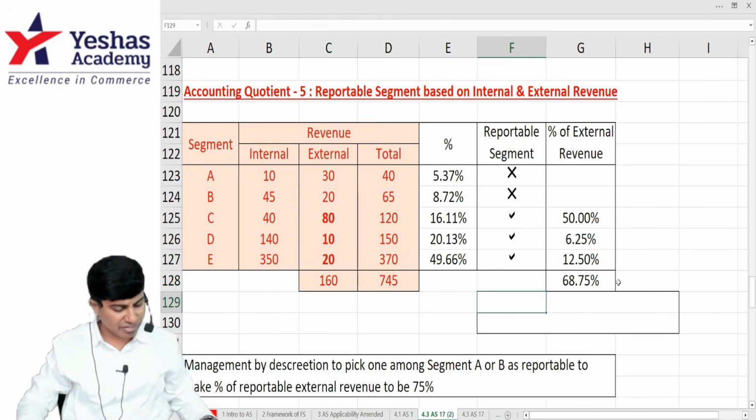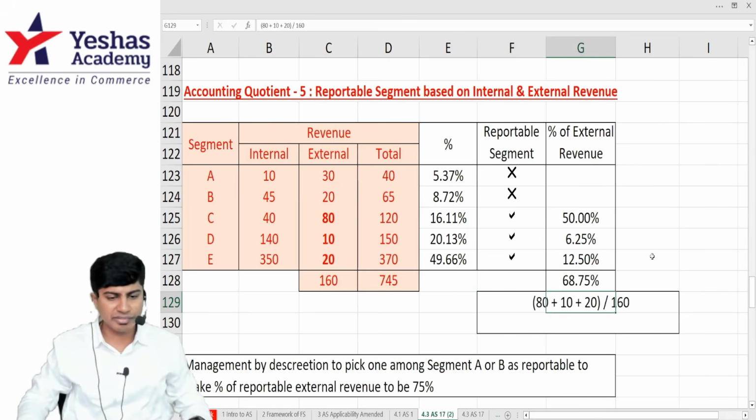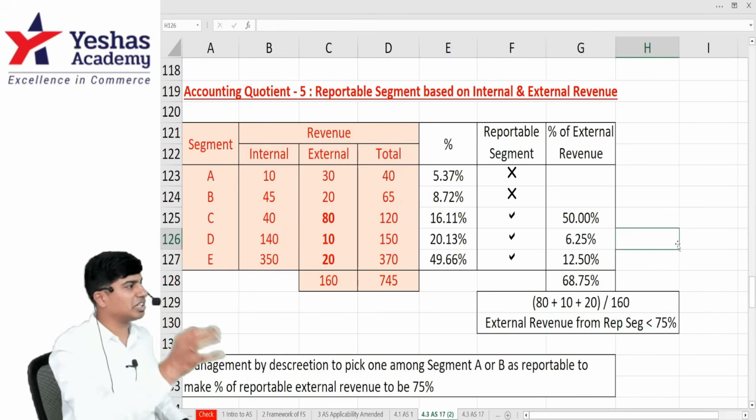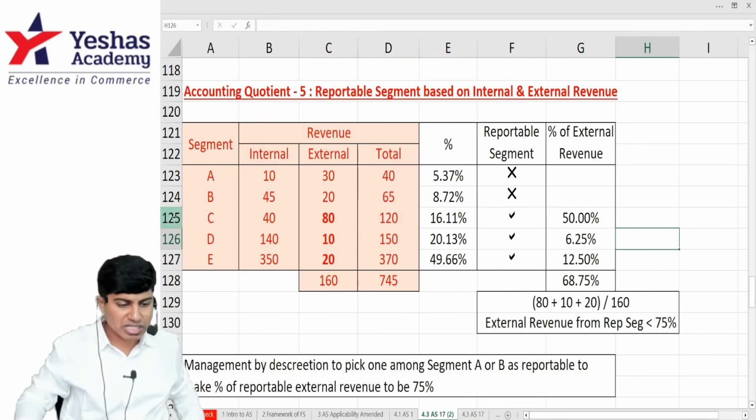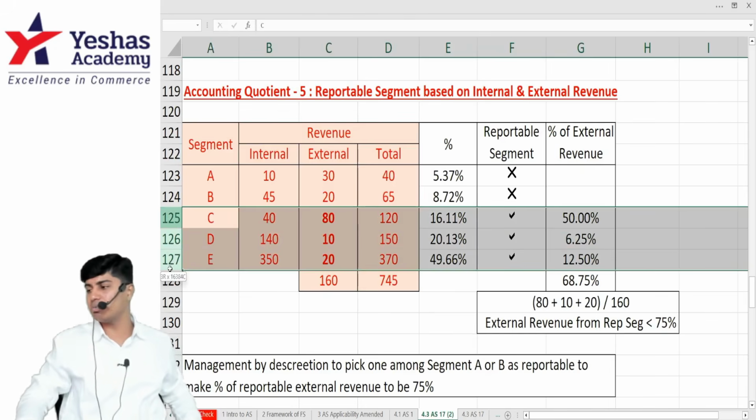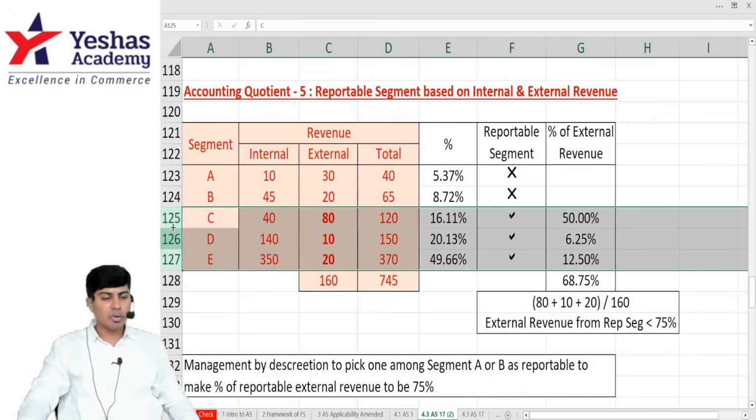68.75% is less than 70, less than 75%. Am I right? It is less than 75. But minimum external revenue from reportable segments should be 75. But from C, D, and E, you're getting only 68.75. What do I have to do?